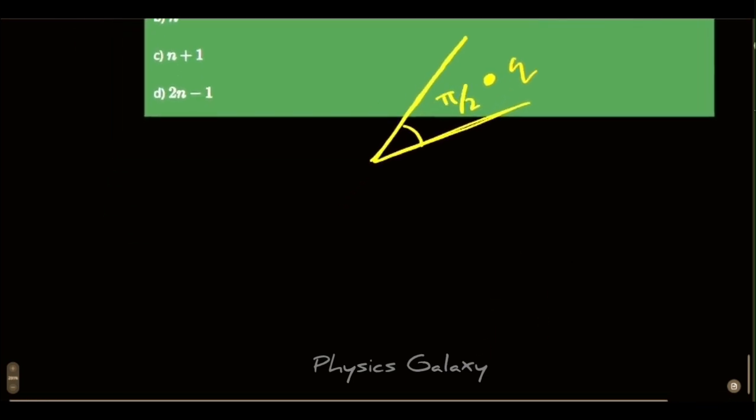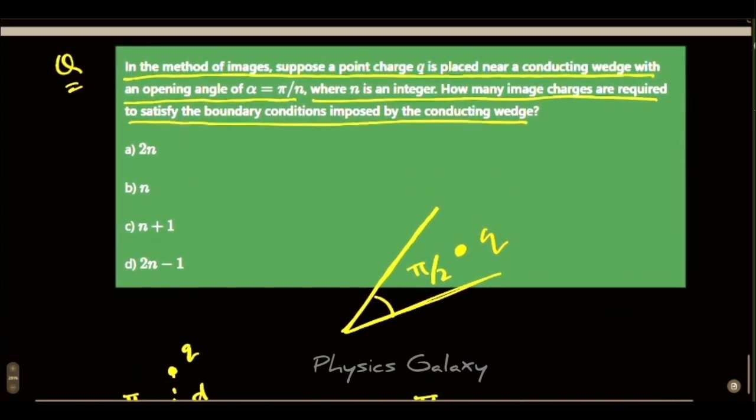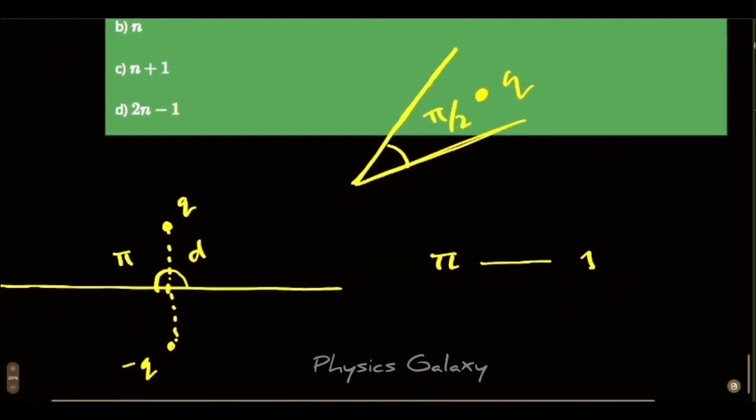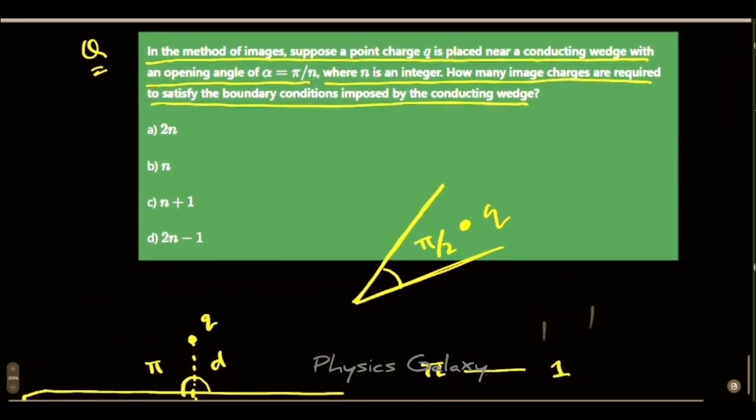Suppose I have one plane. Its opening angle is pi, just grounded. Then we know when we put a real charge here, its image charge is at minus q, at the same distance d. So when the opening angle is pi, how many image charges? Only one image charge is required to satisfy the boundary conditions.